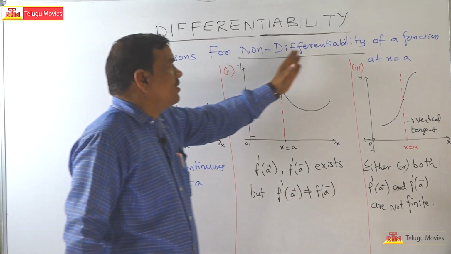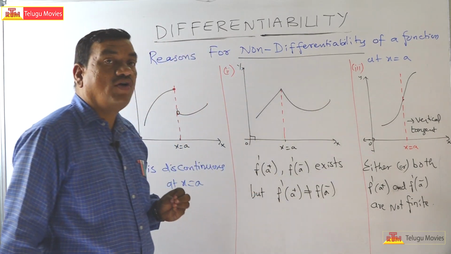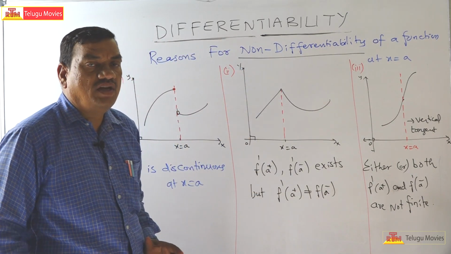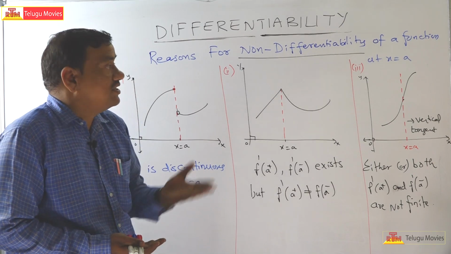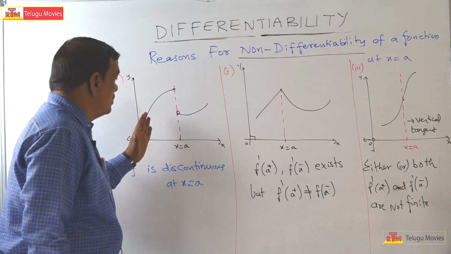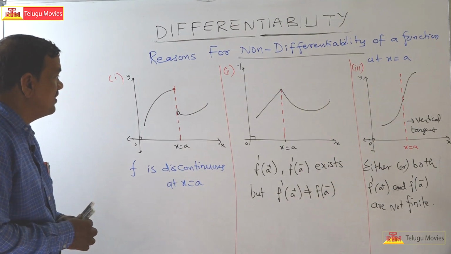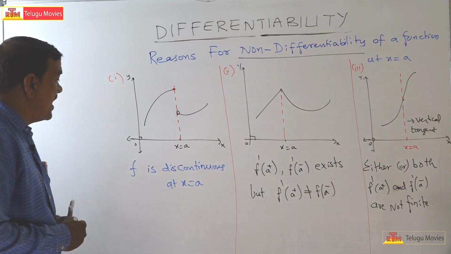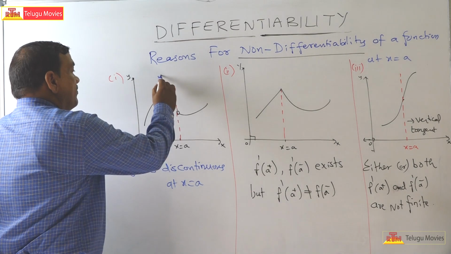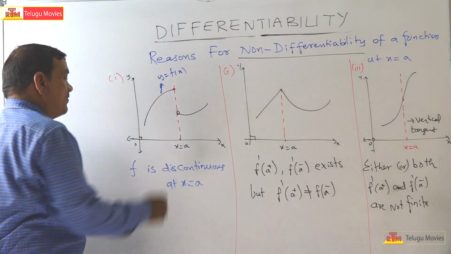So, reasons for non-differentiability of a function at x = a. What are the situations in which it is not differentiable? Let us see that. The first situation: you see here a function defined as y = f(x) curve.